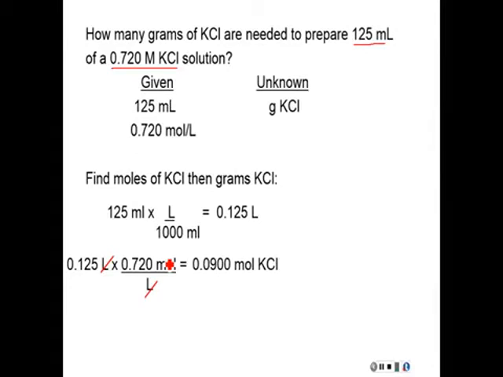I don't want to round that number off because I'm going to use it in the next step. Once I have the moles of KCl, I can multiply by its molar mass, which is 74.6 grams per mole, and that will give me my answer in grams, and I get 6.71 grams. So the molar mass of KCl is, of course, the atomic mass of K plus Cl.